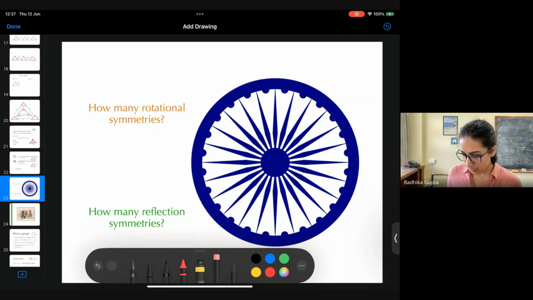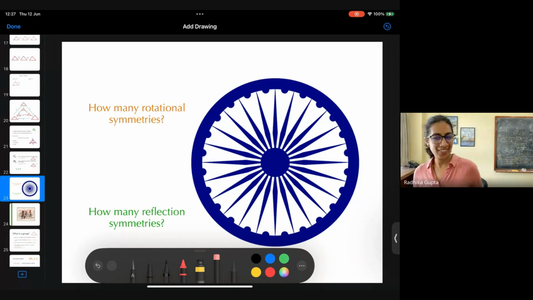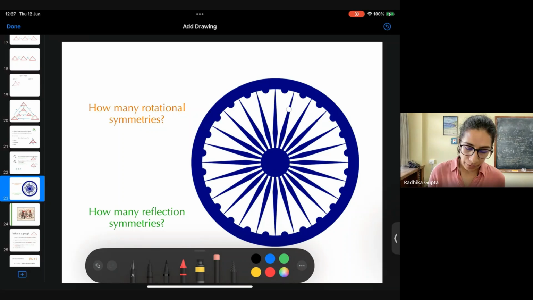So I guess you need to know how many spokes does the Ashok chakra have? 24. Great. So everyone knows there are 24 spokes, right? Because by my rotational symmetry, I have to take one spoke to another spoke. Awesome. And then how many reflection symmetries are there?